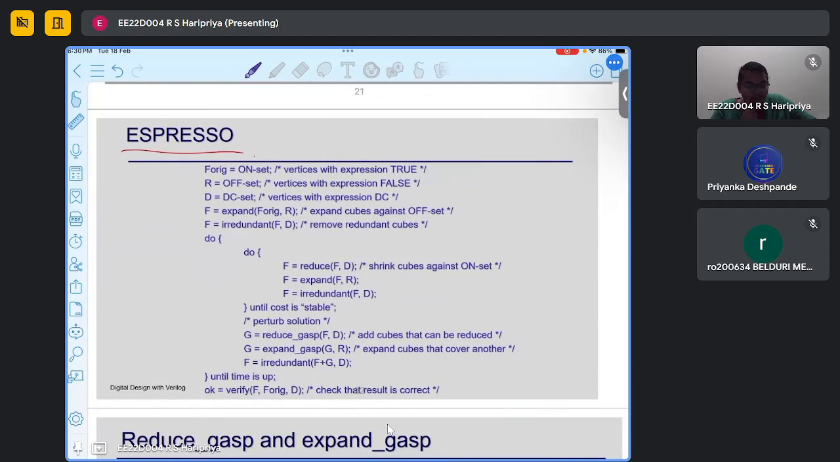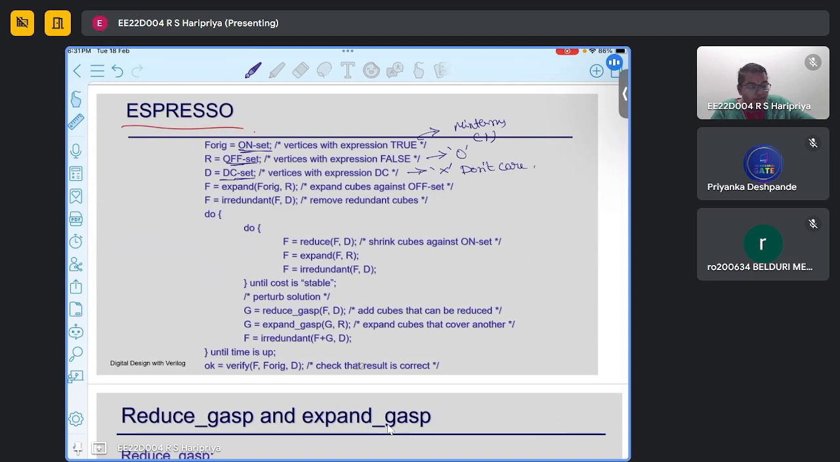So writing this as an algorithm, we have this offset and onset. Onset is for the min terms wherever it is 1 in the K map, and offset is wherever it is 0, and dc set is when we have don't care. So whenever we expand it in one direction, we find any redundant terms, we remove the redundant cubes, and after that in the loop we reduce it further, expand in another direction. If we find any redundant cube, we remove them, like redundancy, we remove in the irredundant step, until we are not able to get further improvement.